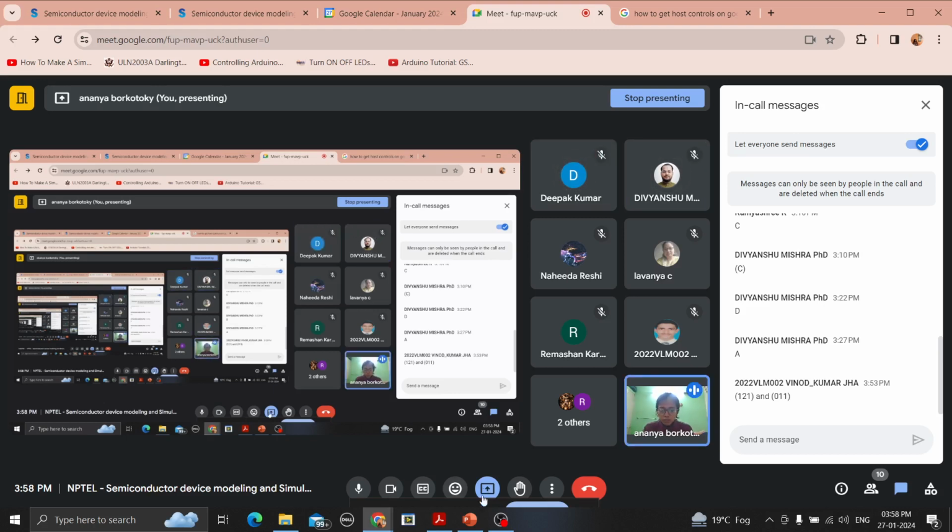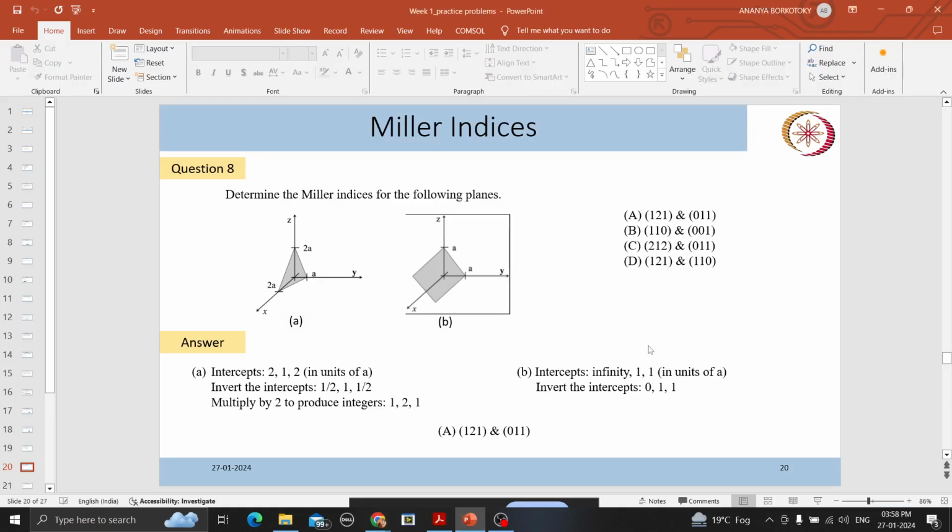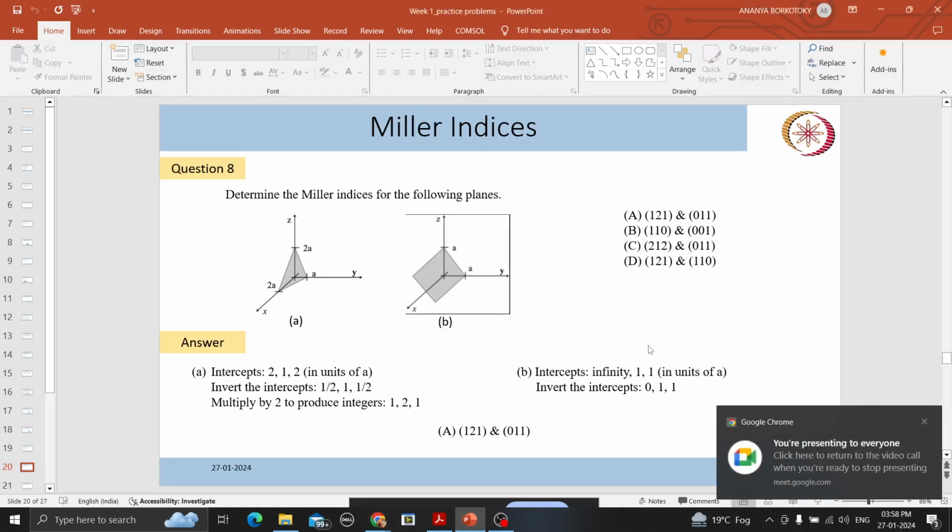So, what is the answer for why we actually care about Miller indices and directions in different planes?